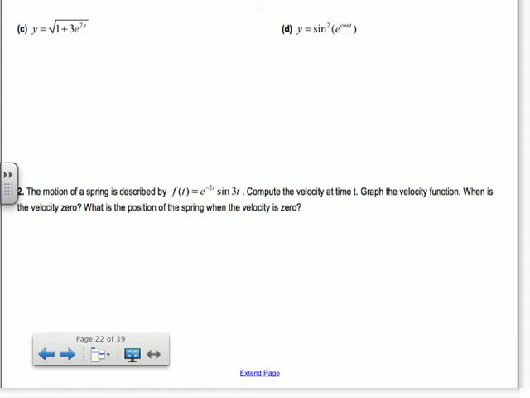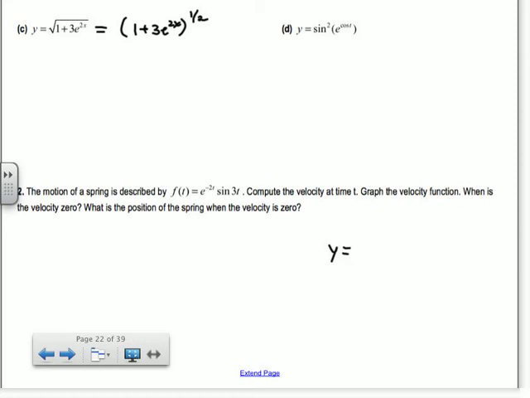Okay, next up. This is a chain within a chain. So I have y equals the square root, so I'm going to have parentheses with 1 plus 3e to the 2x inside of it, and it's going to be raised to the 1/2 power because I have the square root. That's a 2x. 3e to the 2x.